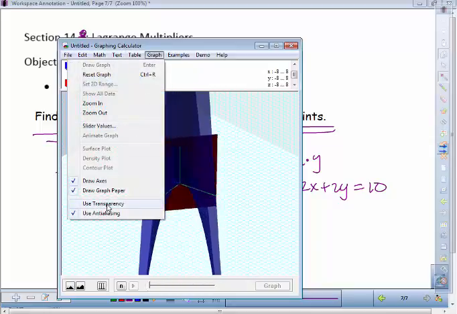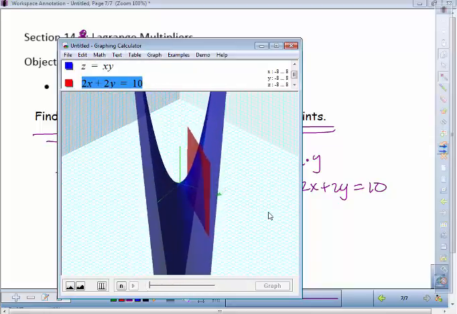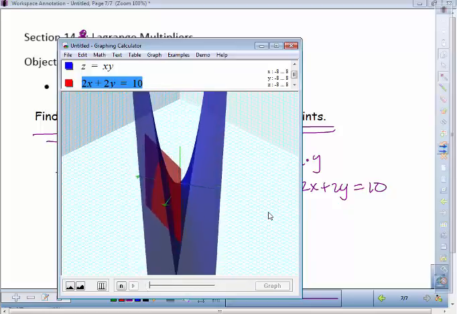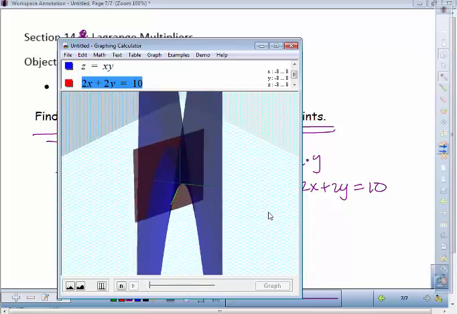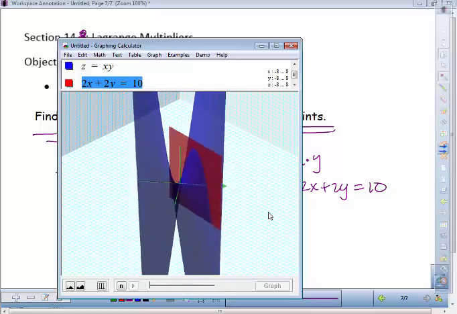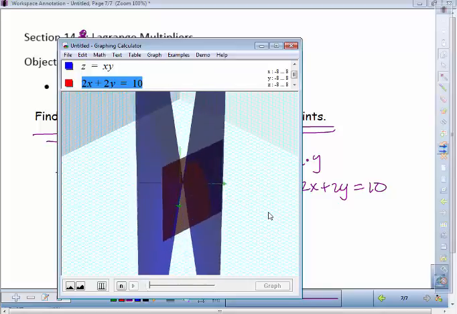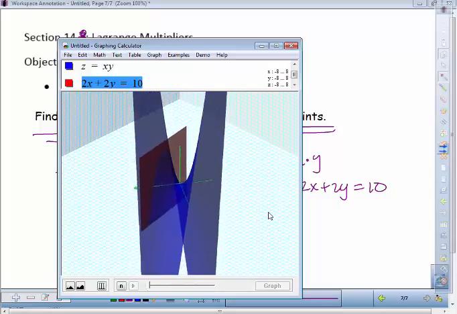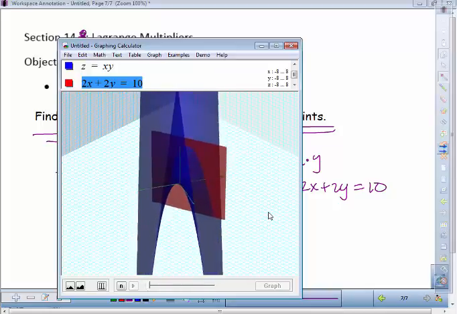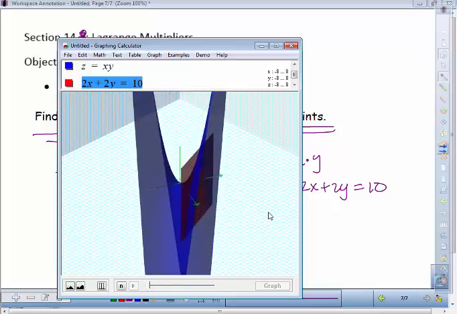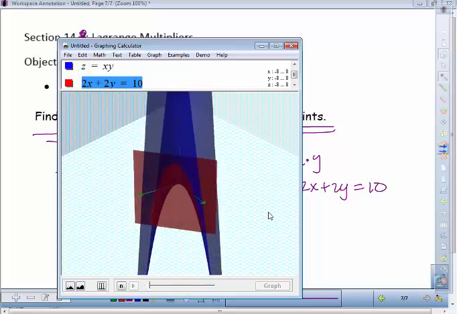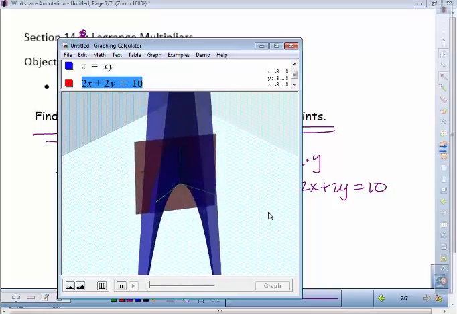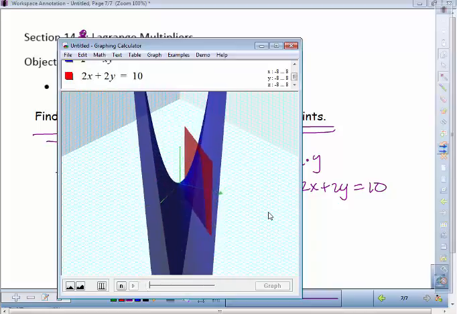So what we're doing is we're essentially finding where they intersect. And wherever they intersect, we want to find the highest point, right? Because that's the idea of maximizing. So looking at this in 3 dimensions could be a little bit difficult. So what we're going to do is look at this in 2 dimensions. How can we look at it in 2 dimensions?